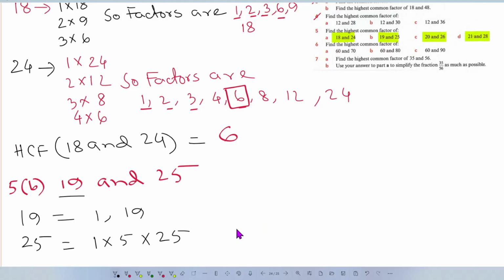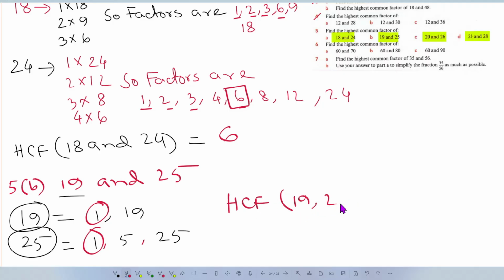So what is the highest common factor? Look, 19 and 25 is a co-prime number, so the common factor is only 1. Okay, 19 and 25 is a co-prime number, so highest common factor is 1. HCF of 19 and 25 is 1. Okay, so A and B done.